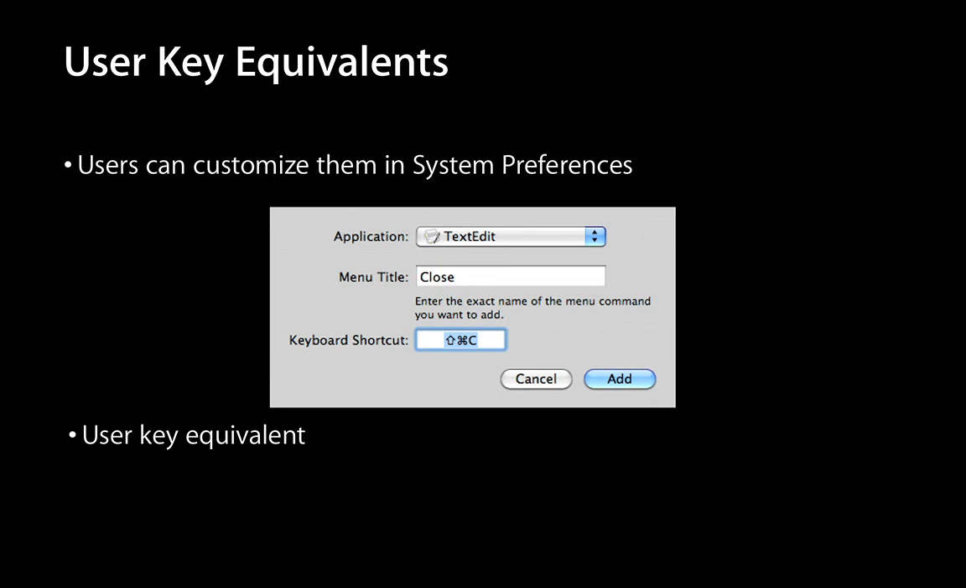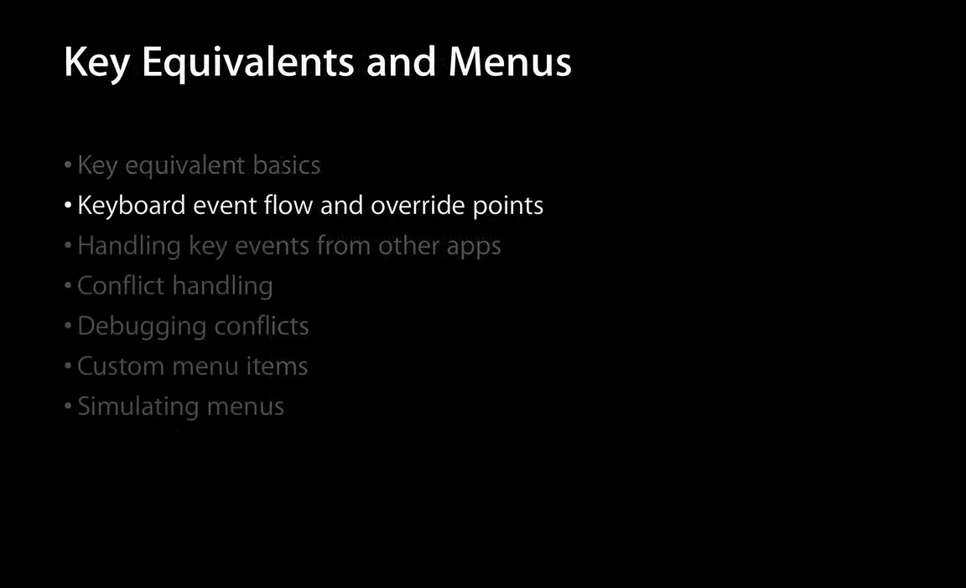Now, it's worth noting that the key equivalent you set may not be the one that appears. One reason for that is what's called user key equivalents. These are things the user can set in the system preferences. So here the user is setting Command Shift C as close for TextEdit. This is called a user key equivalent, and you can access it with the user key equivalent method on the menu item. So we actually expose when this occurs, and you can get what the currently selected user key equivalent is. So those are just the basics.